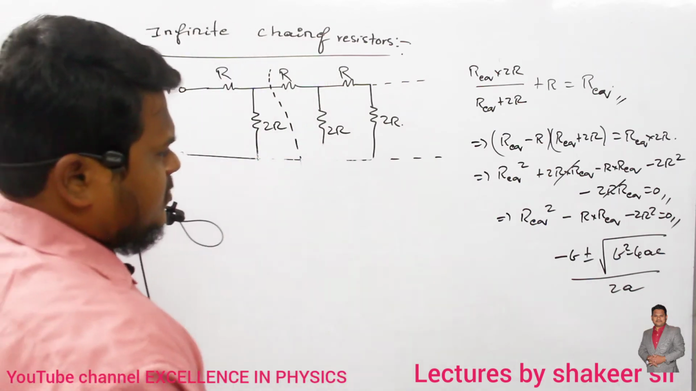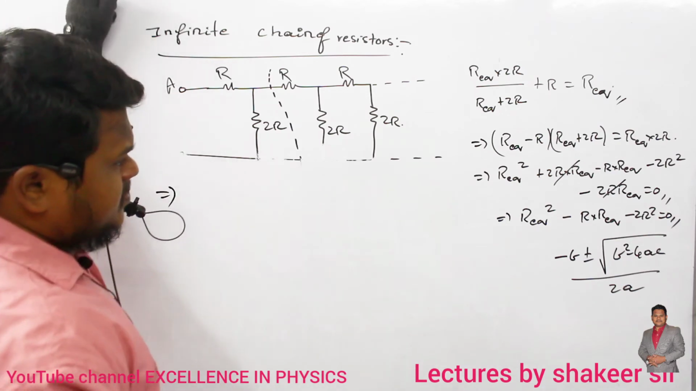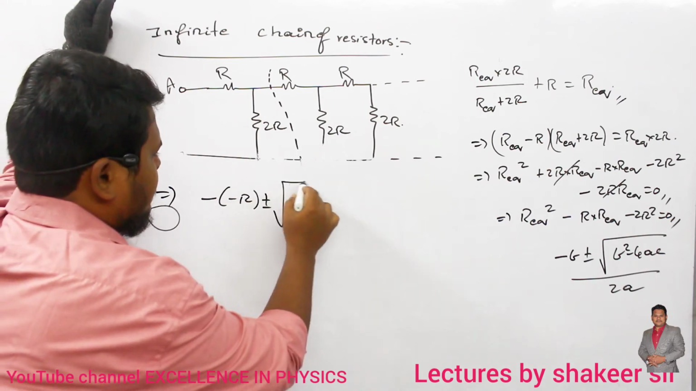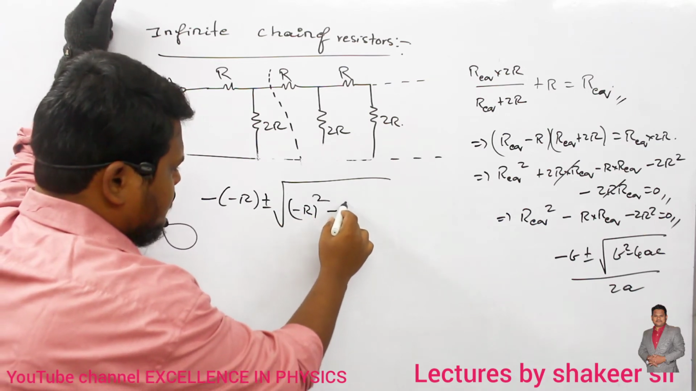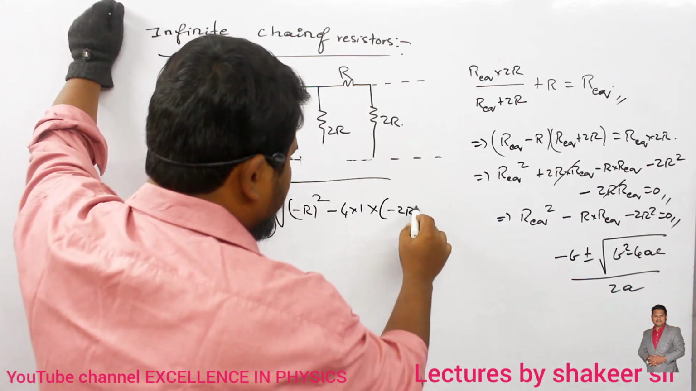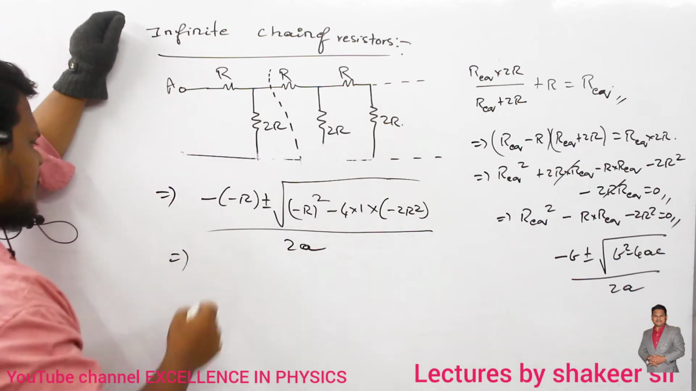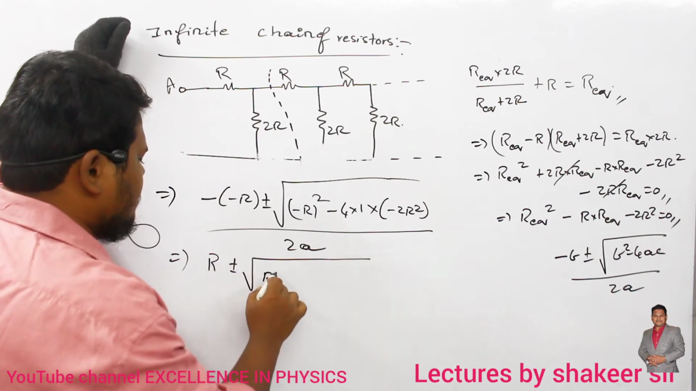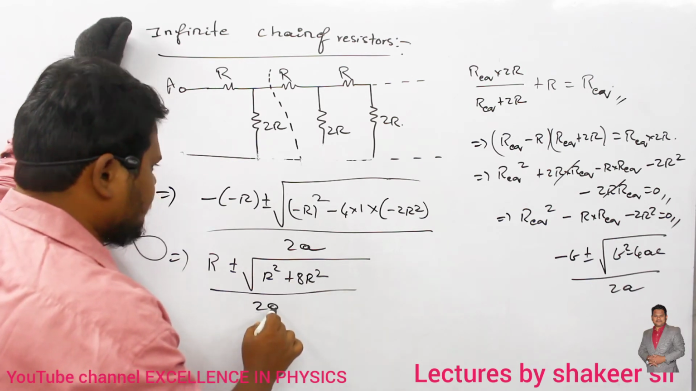So see what the values are if I substitute here. So minus b. Minus b is how much? It is minus of minus R, so plus R, minus square root of b square. So b square is minus R whole square, minus 4 into a value is 1, c value is how much? It is minus 2R square. So total divided by 2a. Okay? So minus of minus will become plus. So R plus or minus square root of R square plus 8R square, divided by 2a.